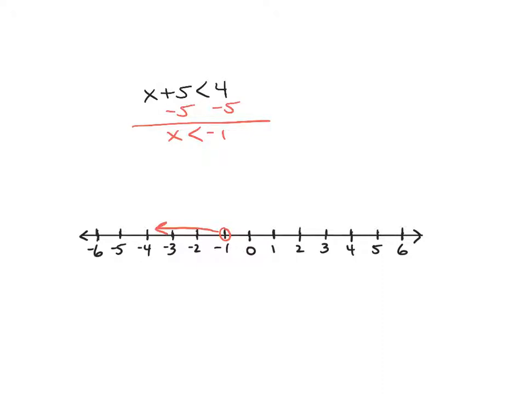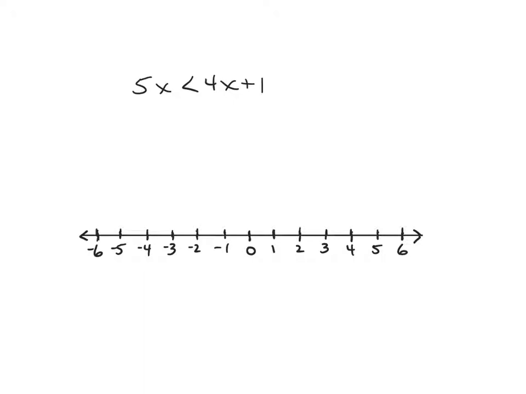Now, you also want to check this. So I could pick any value that I have in here. It looks as if -3 is a possible value. If I put -3 in here and solve this, is it true? Is -3 plus 5 less than 4? Well, -3 plus 5 is equal to 2, and 2 is less than 4. So it does check.